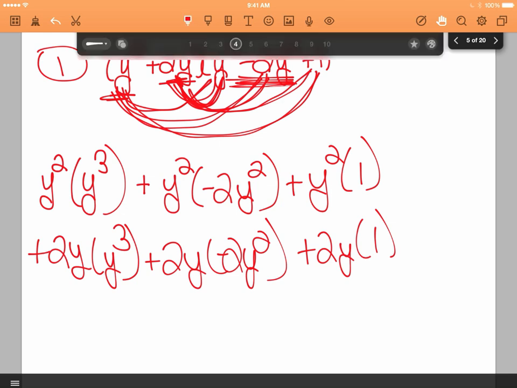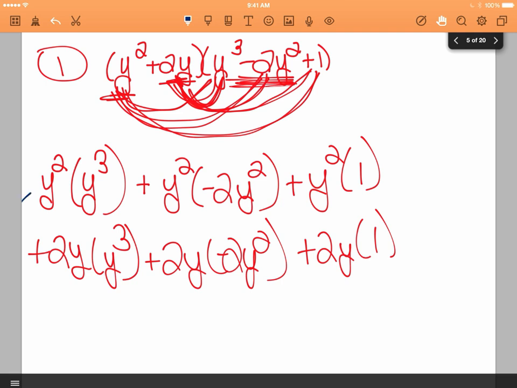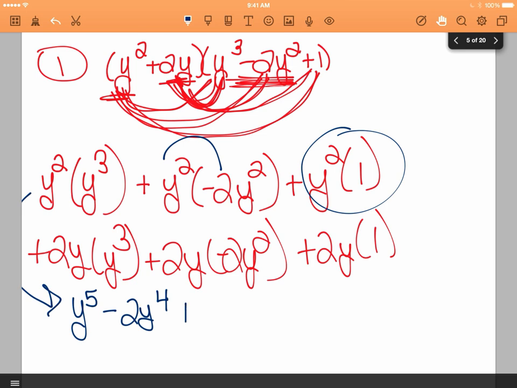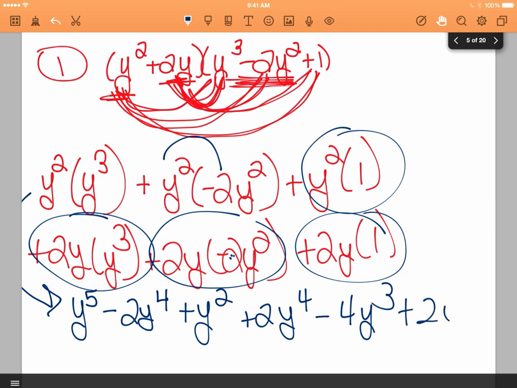And now we simplify. You're going to use your laws of exponents to get your answer. And for the first one, we get y to the fifth. For the second one, it becomes a negative 2y to the fourth. For the third one, you get y squared. For the fourth term, you get 2y to the fourth. The fifth term, no, it's a negative 2, so it becomes a negative 4y to the third. And the last term is 2y.